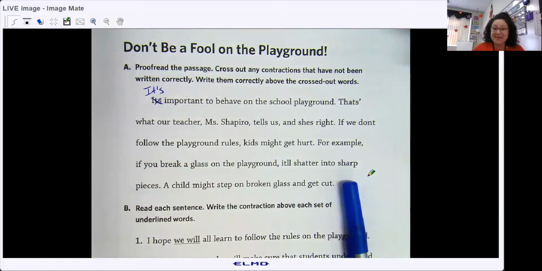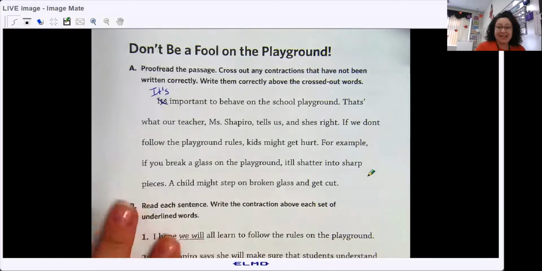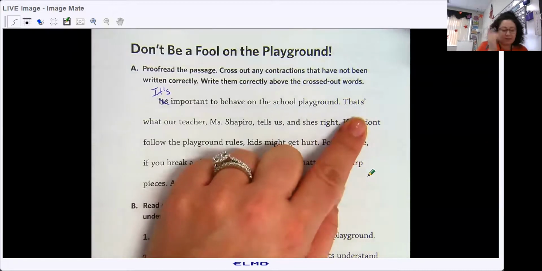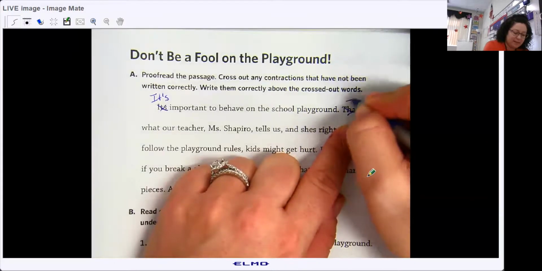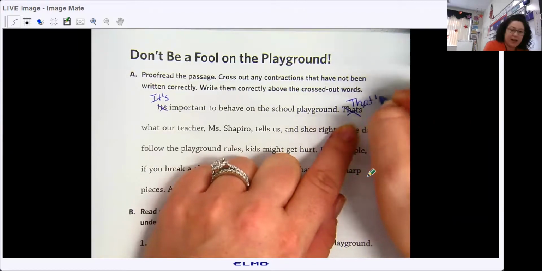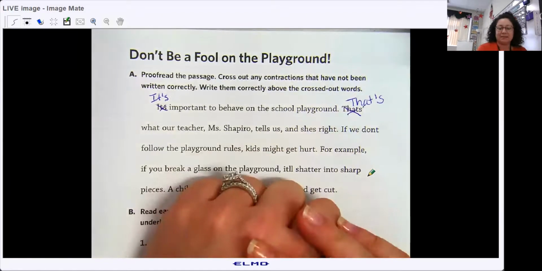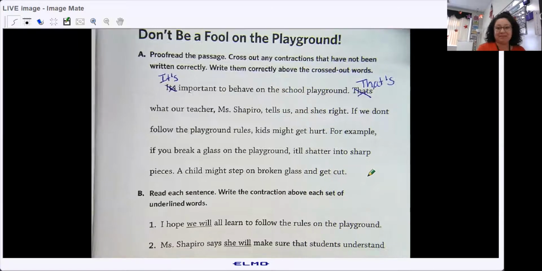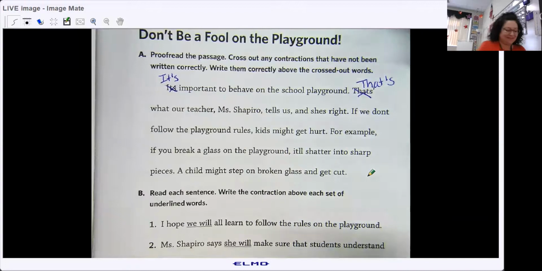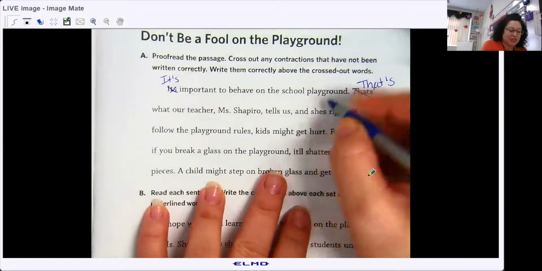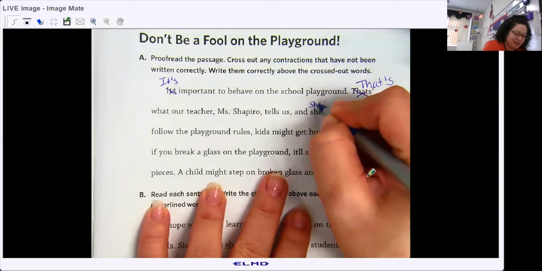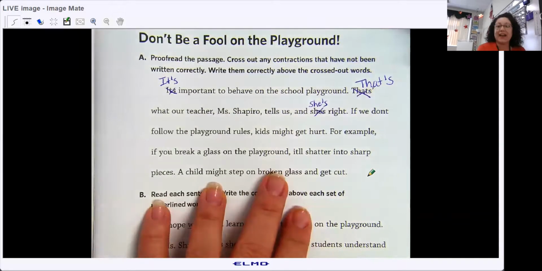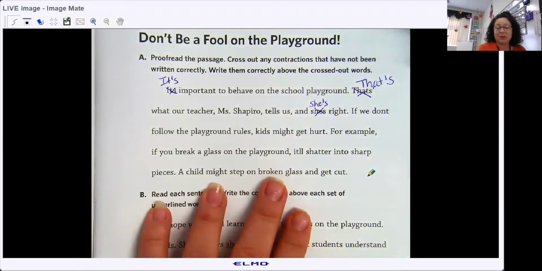See any mistakes? That is, the apostrophe's in the wrong place. It should be apostrophe S, that is. And there's another one in that sentence. She's should be apostrophe. Got to have your apostrophe there. Replaces that is the I.